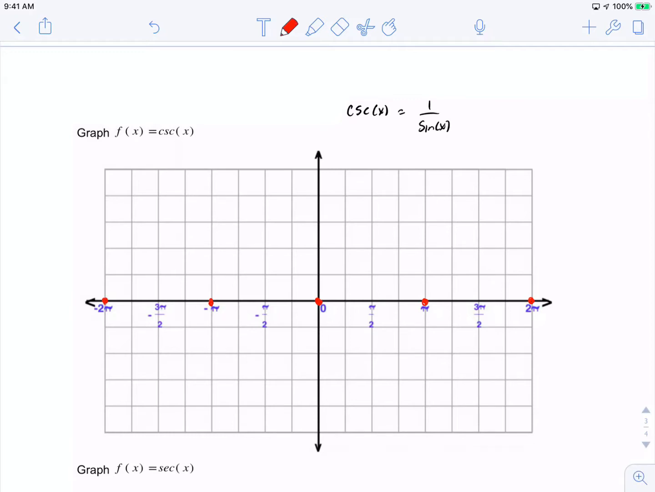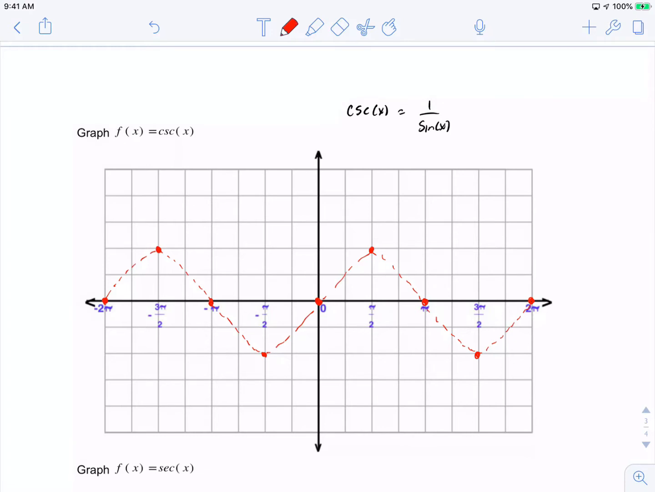And we know that its values are 1 at negative 3 pi over 2. It's negative 1 at negative pi over 2, and then 1 again at pi over 2, and then negative 1 at 3 pi over 2. And so I'm going to graph this for you, but I'm going to do it dotted so you guys can kind of see. So you should agree with me that this is the sine function.